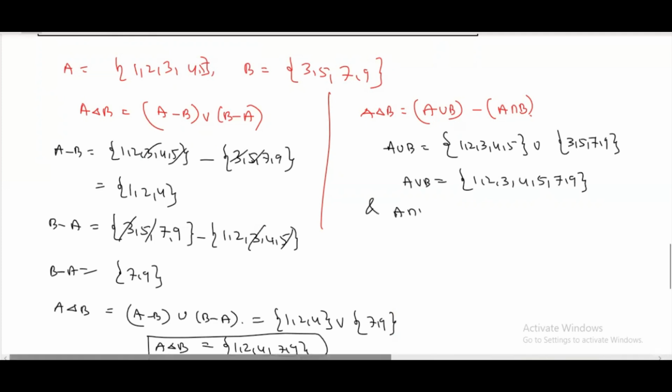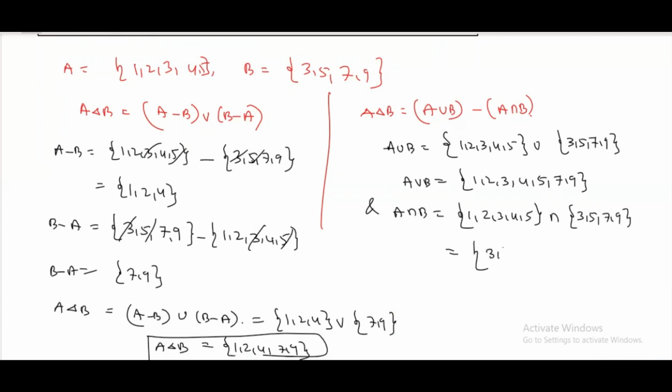And A intersection B, what will we get in these two? {1, 2, 3, 4, 5} intersection {3, 5, 7, 9}. So this is equal to, in both, the common elements are 3, 5. So if I take the symmetric difference between these two, you'll get {1, 2, 3, 4, 5} minus {3, 5} and {3, 5, 7, 9} minus {3, 5}. So 3, 5 is cancelled in both. So the remaining elements are 1, 2, 4, 7, 9.